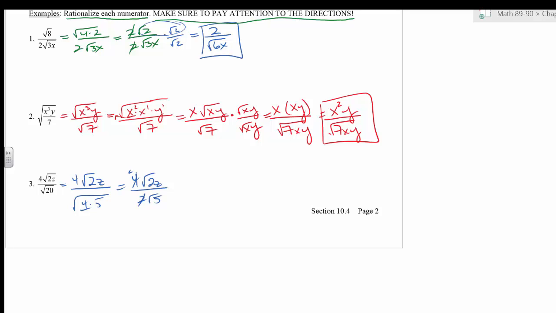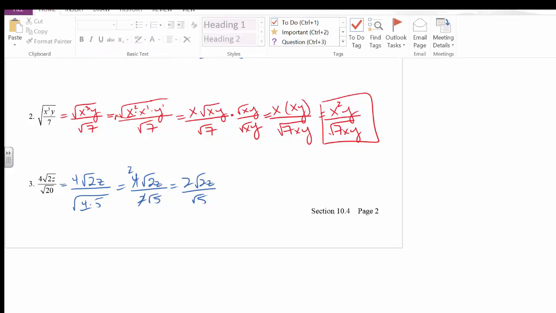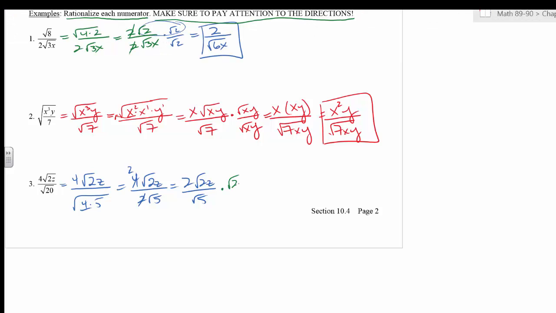2 goes into 4 2 times. So I end up with 2 square roots of 2z all over the square root of 5. Now I'm going to come in and multiply top and bottom by the square root of 2z because I'm rationalizing the numerator. So on top I end up with the 2 on the outside, and then square root of 2z times square root of 2z is just 2z. All over 5 times square root of 5 times the square root of 2z, which is the square root of 10z. On top we end up with 4z. On bottom we end up with the square root of 10z.